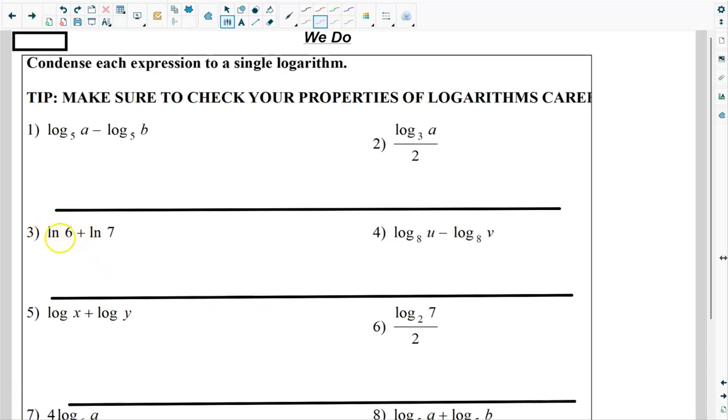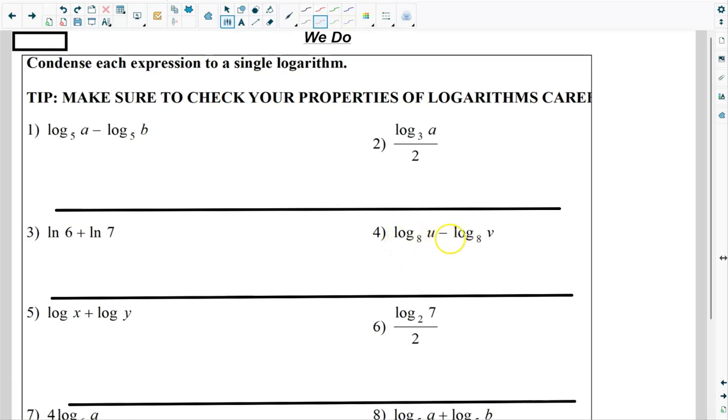Now I have the natural log. I have to make sure that it is the same base, natural log, natural log. So here I simply have the natural log of 6 times 7. I'm condensing it. And I notice I can multiply these numbers, so I have the natural log of 42.